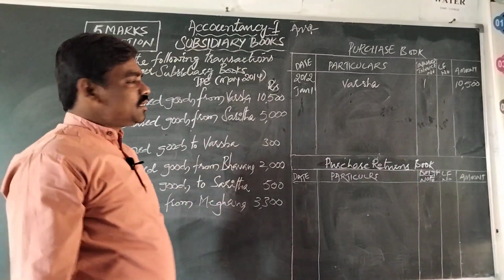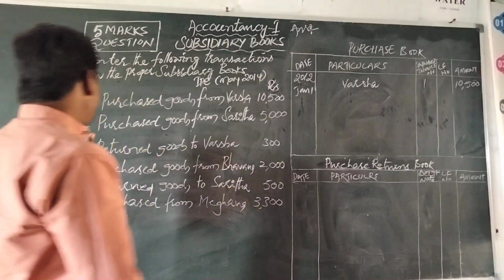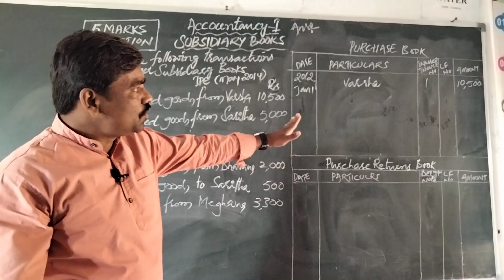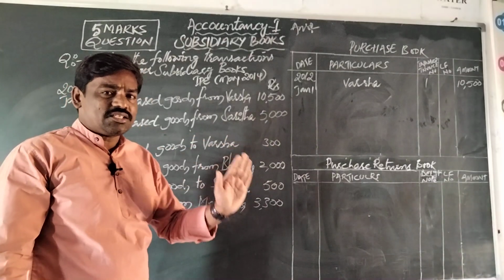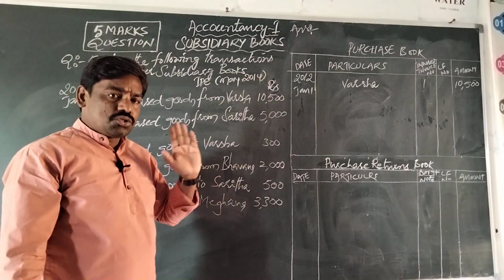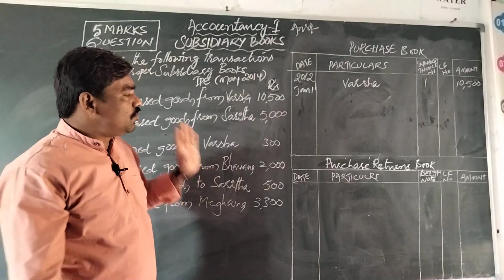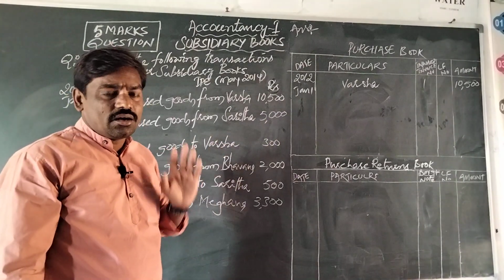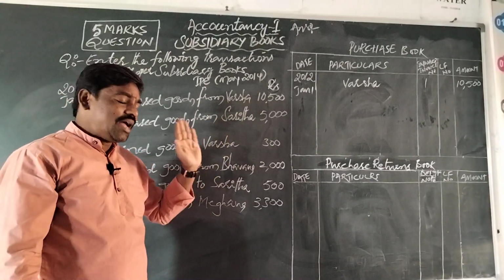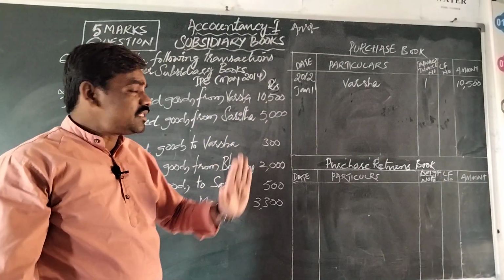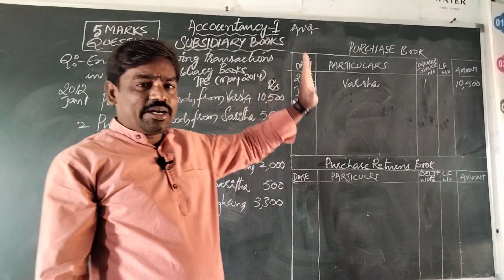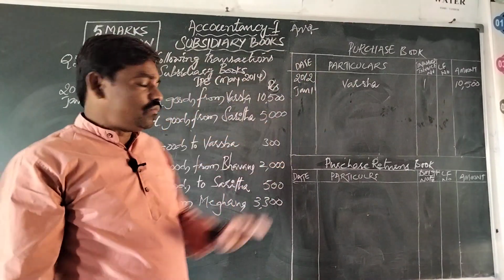Now come to the second transaction, purchased goods from Sarita. It is a credit transaction, so it comes in the purchase book. I know which transactions we record in the purchase book and which we can't. We can record only credit transactions in the purchase book. We must not record cash transactions, and purchase of assets must also not be recorded in the purchase book.